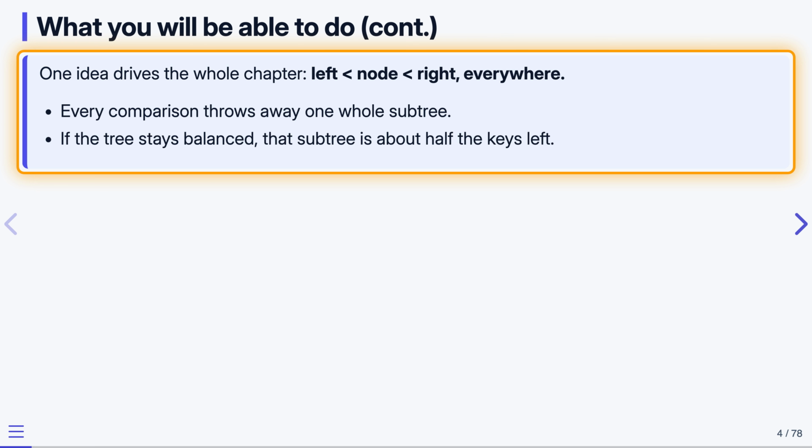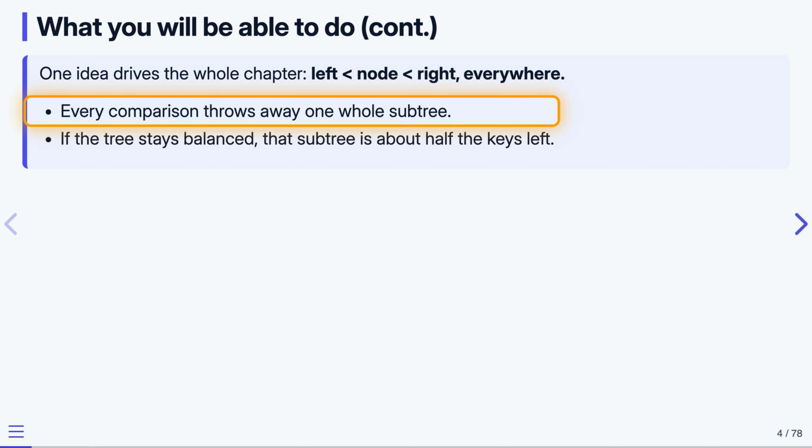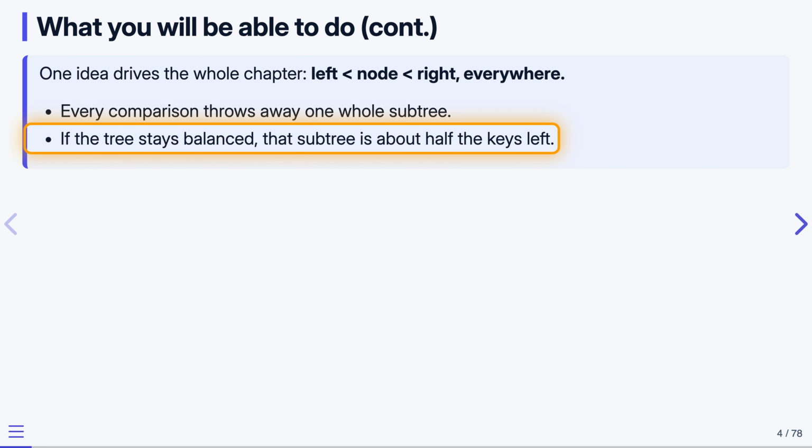One idea drives the whole chapter. Left is less than node is less than right everywhere. With that rule in place, every comparison throws away one whole subtree. You never look at that side again. And if the tree stays balanced, the subtree you threw away is about half the keys that were left. That is where the speed comes from.